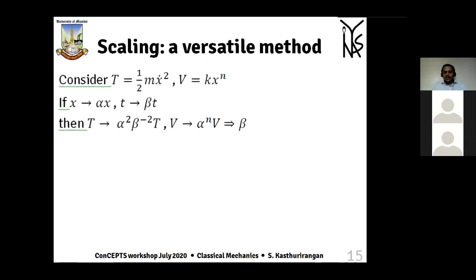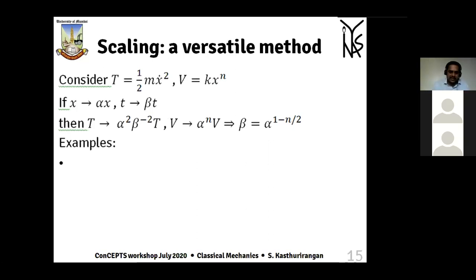Therefore, immediately I get a relation by taking T minus V equal to constant. I get a relation between beta and alpha. That relation turns out to be, if you solve this properly, beta is equal to alpha to the power 1 minus n by 2, where n is the number which is occurring in the power in the potential energy term. This becomes an extremely nice tool to get information about the system.